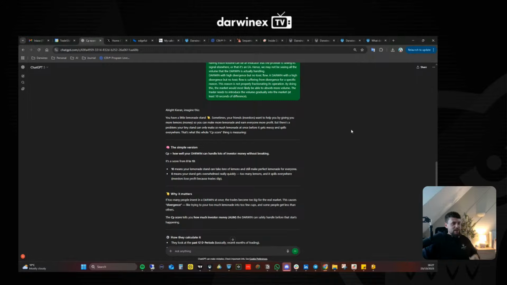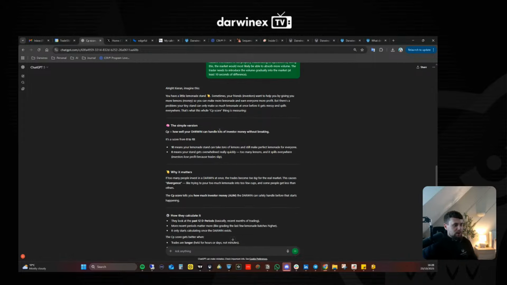This is what the capacity score is measuring. The simple version: how well your Darwin can handle lots of investor money without breaking. So it's a score from 0 to 10. 10 means your lemonade stand can take on tons of lemons and still make perfect lemonade for everyone. Fantastic. Happy days. 0 means that your stand gets overwhelmed really quickly. Too many lemons and it spills everywhere.